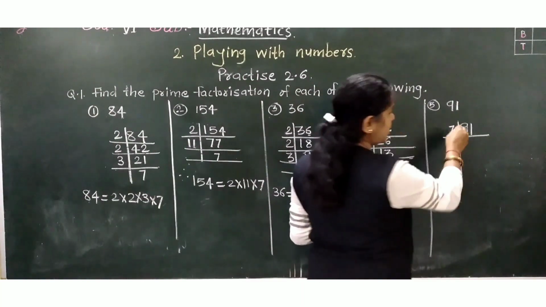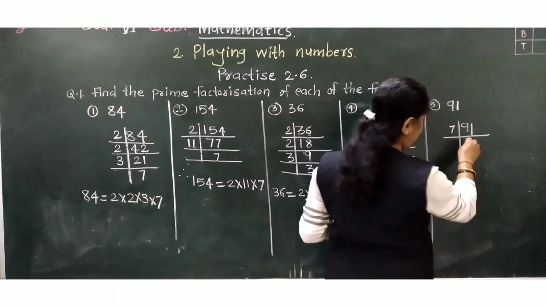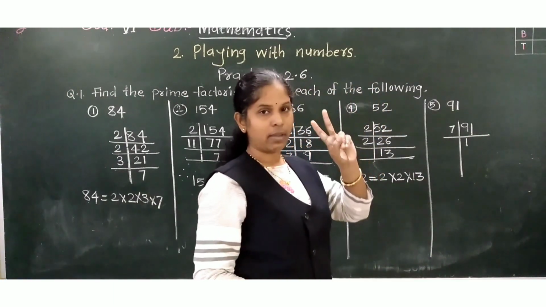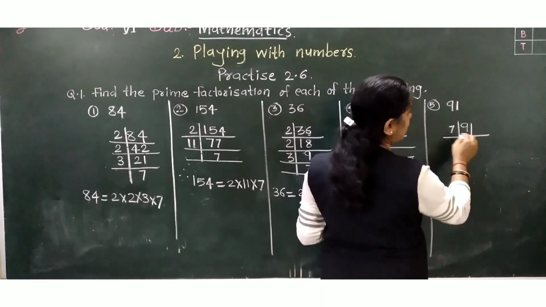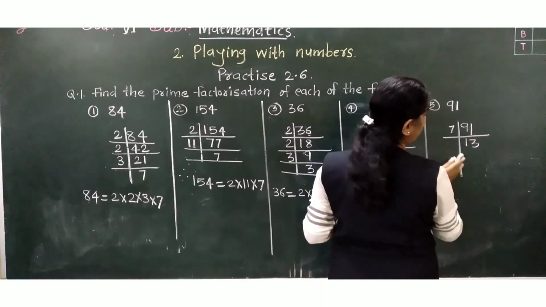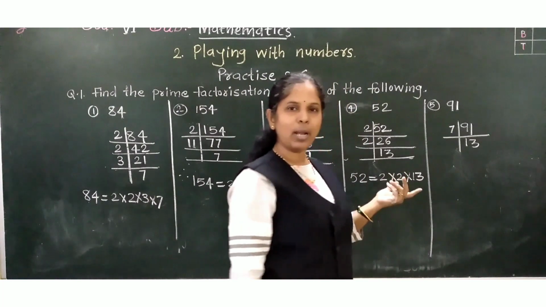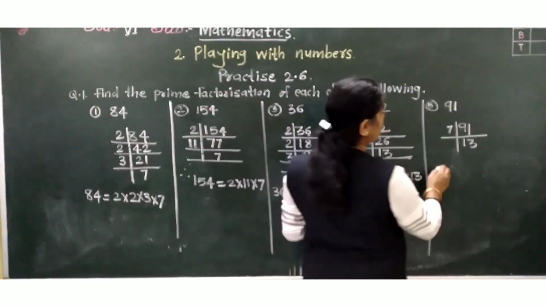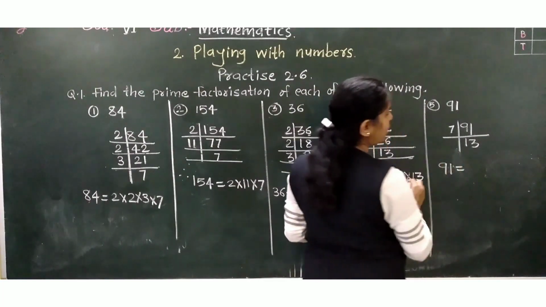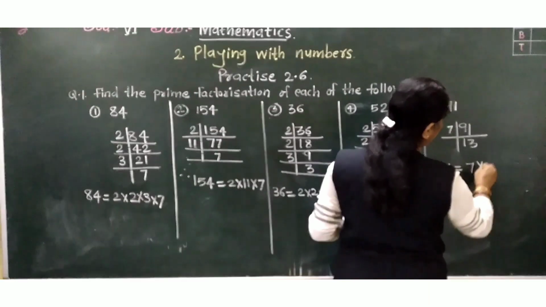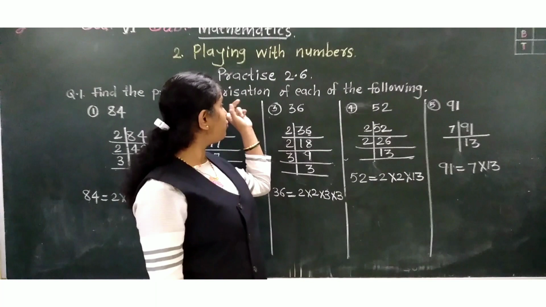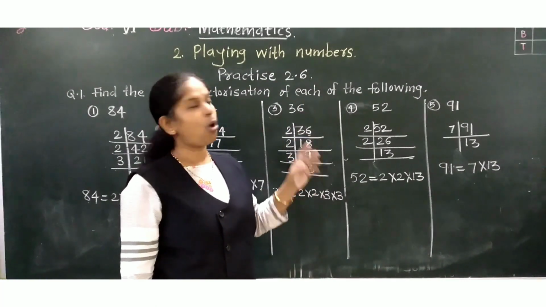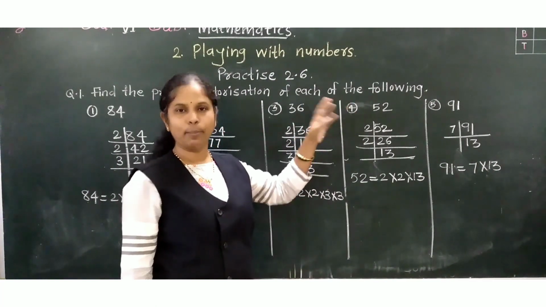Now we can divide it by 7. See here, 7 on the 7. 9 minus 7 is 2. And here 2. And this one, 21. And 7 threes are 21. See, 13 is a prime number, so we have to stop. So what is the prime factorization of 91? 7 into 13. In this way, we have to find the prime factorization of the given whole number.